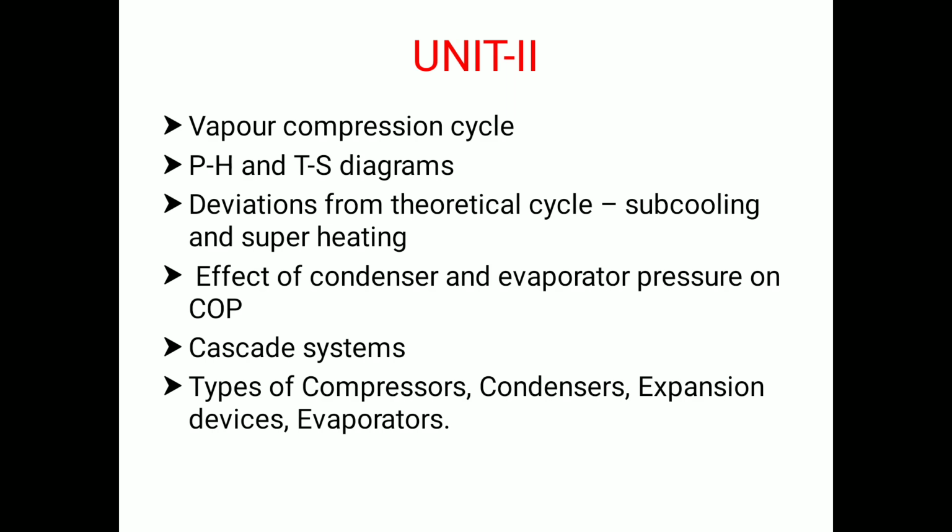So, these are the things that we are going to discuss today in Unit 2. First one is vapor compression cycle, then pH and TS diagrams of vapor compression cycle, and deviation from theoretical cycle, that is subcooling and superheating, then effect of condenser and evaporator pressure on COP, then cascade systems, and then types of compressors, condensers, expansion devices, and evaporators. So these are all the things that we are going to discuss on Unit 2.